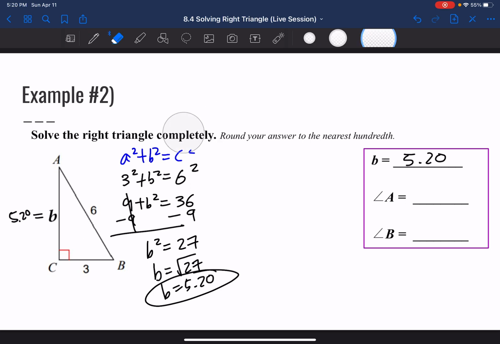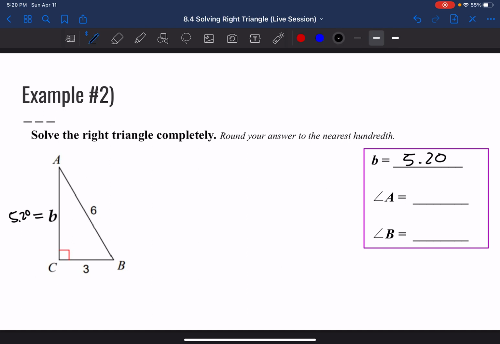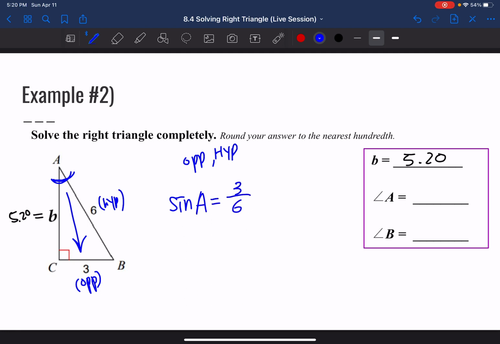All right, let me erase all of them. Okay, now I'm interested in my angle. So let's find the angle. It's up to you, but let's do angle A first. 6 is the hypotenuse, I already know. From angle A, 3 is opposite. If you know opposite and hypotenuse, what can you use? Sine, SOHCAHTOA, right? So sine of angle A equals opposite over hypotenuse.